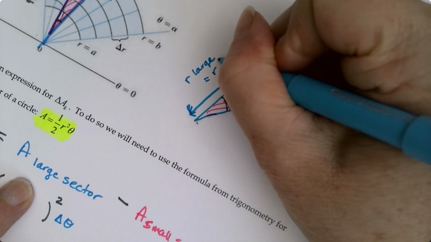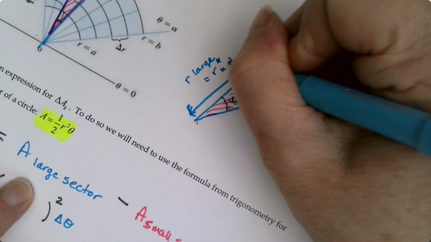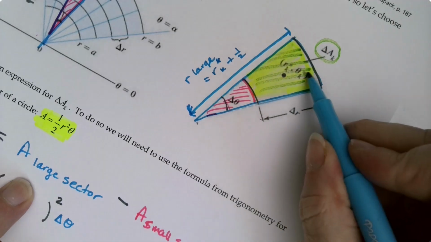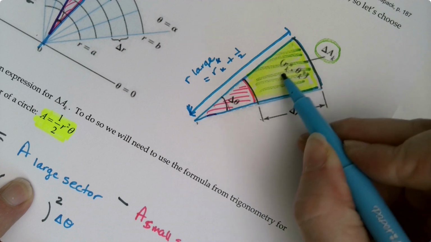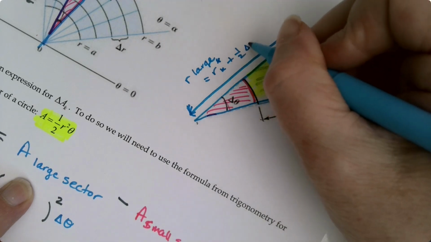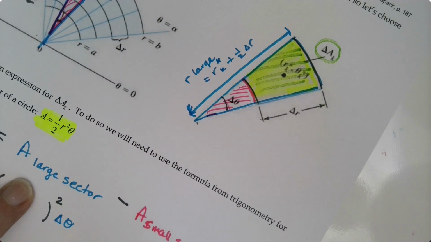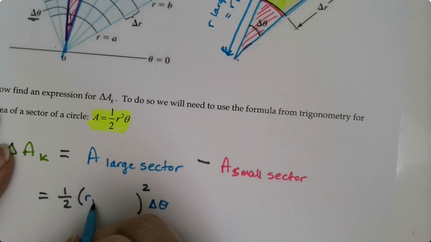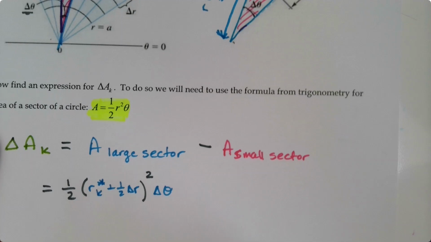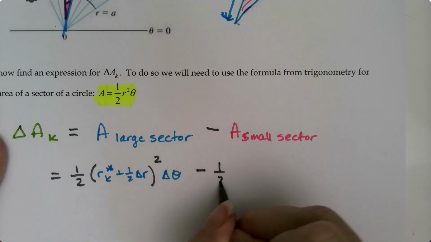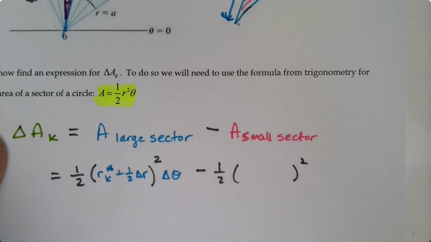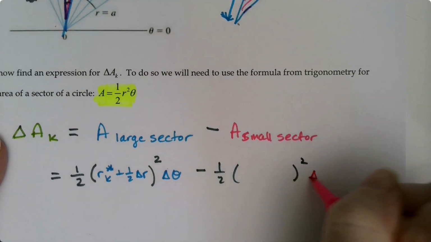So r sub k star plus 1/2 the change in r. So r sub k star gets me out to here, and then plus half of that change in the radius, like that. Okay, so r sub k star plus 1/2 change in radius. That's the radius of the blue piece. All right, minus 1/2 something squared. You know where this is going, delta theta, right?